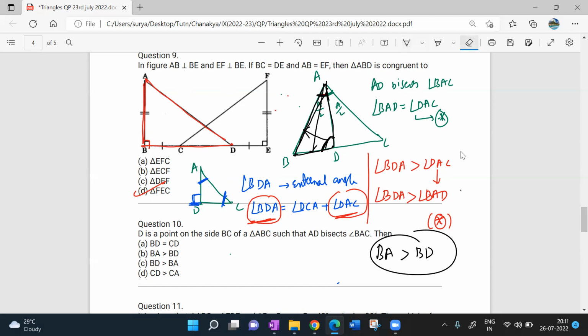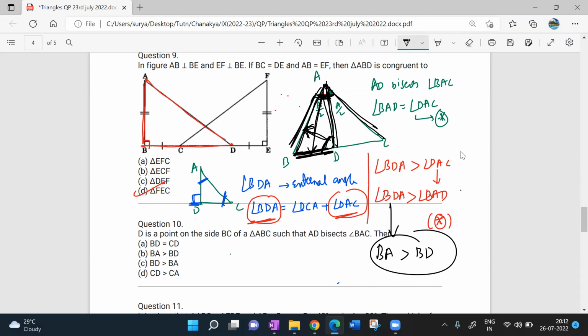BAD is equal to DAC, actually. These two are equal. Can I say bisector is nothing but that? Now, this is the one side. What is the opposite side to this? AB or BA? BD, right? BDA is opposite to this one. Opposite side to DAC is what? This one. So AB is greater than BD.